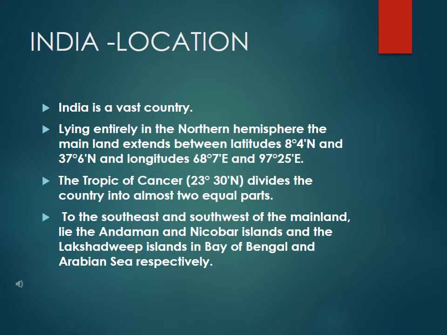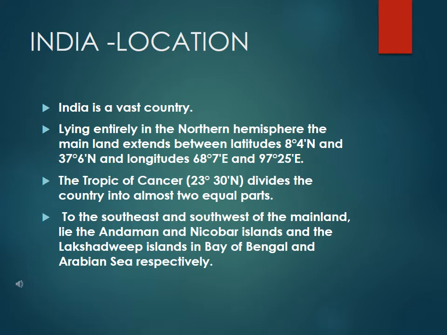India is a vast country, seventh largest in the world. It's lying entirely in the northern hemisphere. The mainland extends between latitudes of 8 degree 4 minute north and 37 degree 6 minute north, and longitudes 68 degree 7 minute east and 97 degree 25 minutes east. The Tropic of Cancer, that is 23.5 degree north latitude, divides the country into almost two equal parts.